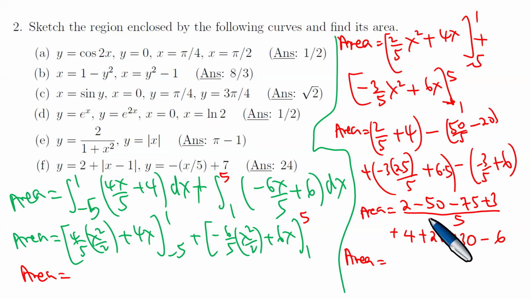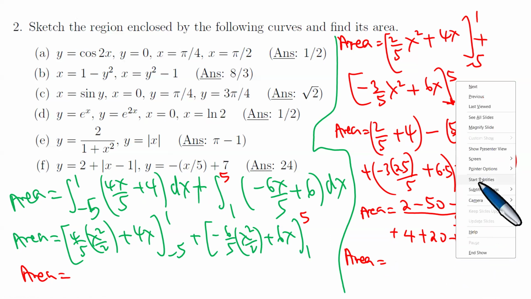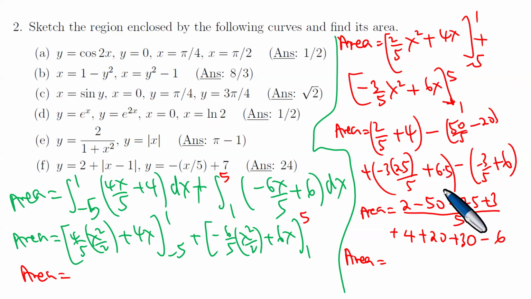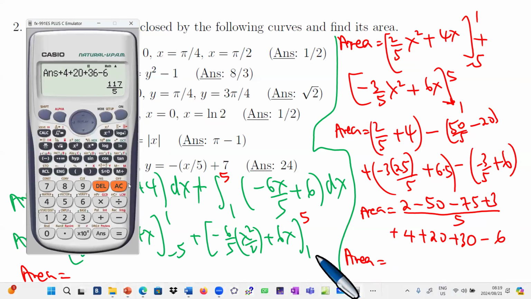So the area becomes, okay, let's use a calculator to save time, but you still can do without it. Let's just use the calculator to save time. Right, so you're going to have, for example, 2 minus 50 minus 75 plus 3. You divide by 5. You get a minus 24.